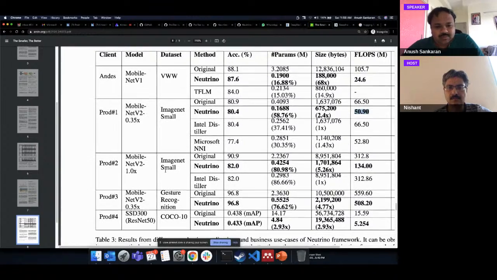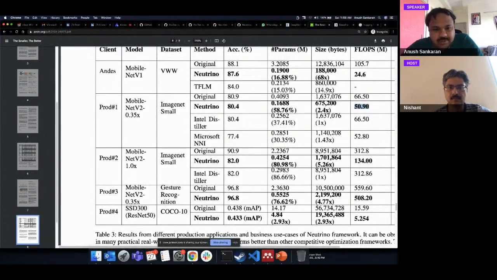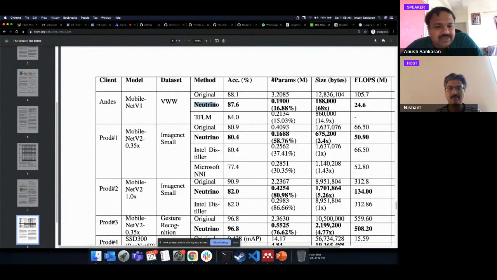Similarly, for one more use case on the VWW dataset using TensorFlow Lite Micro, we were able to retain the accuracy much more. If you look at TensorFlow Lite Micro, it reduces the accuracy by 4%. That is what I was trying to highlight, that the existing solutions reduce the accuracy by 3 to 4% in most cases. But we reduce the accuracy by only 0.5%, while still providing better compression than TFLM in terms of parameters and also in terms of model size. For model size, they were able to achieve only 14x, whereas we were able to achieve 58x.